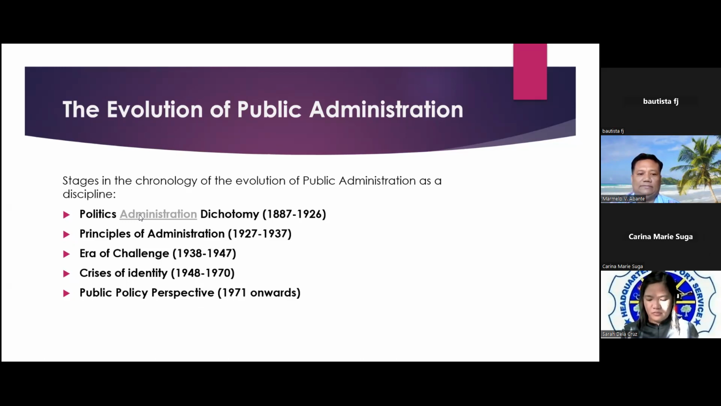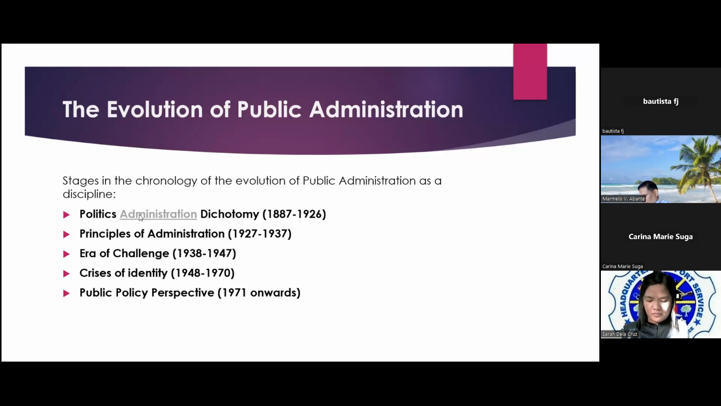Division of work. Number 2, authority and responsibility, discipline, unity of command. Number 5, unity of direction, subordination of individual interests to general interest, remuneration, centralization, scalar chain, and so on and so forth.